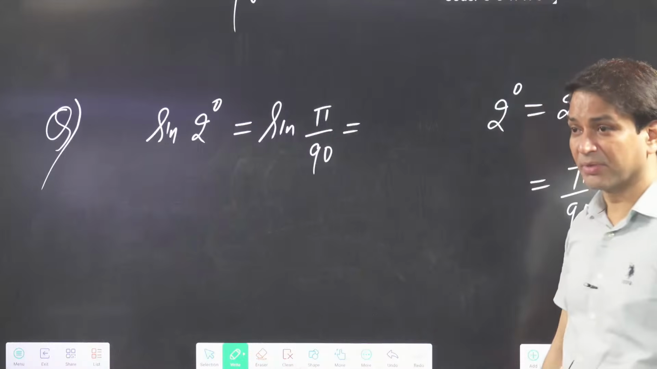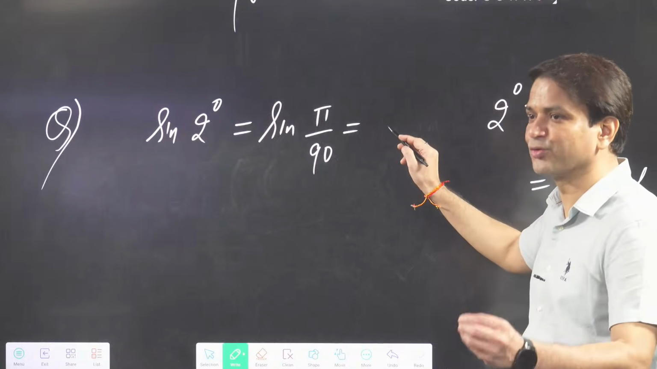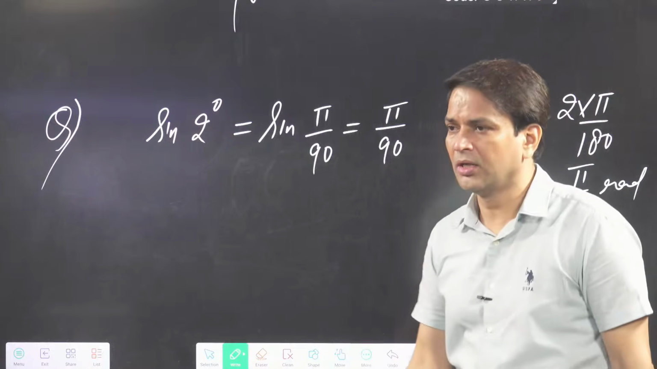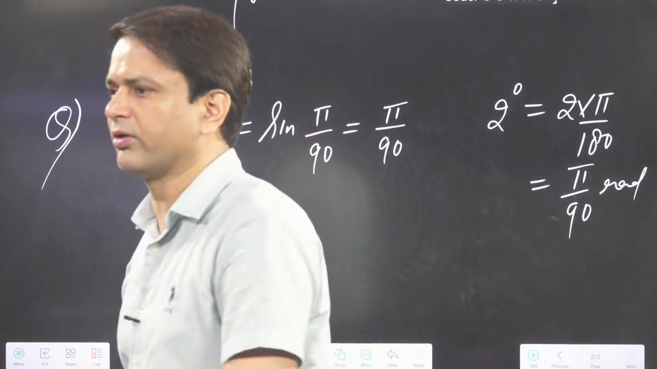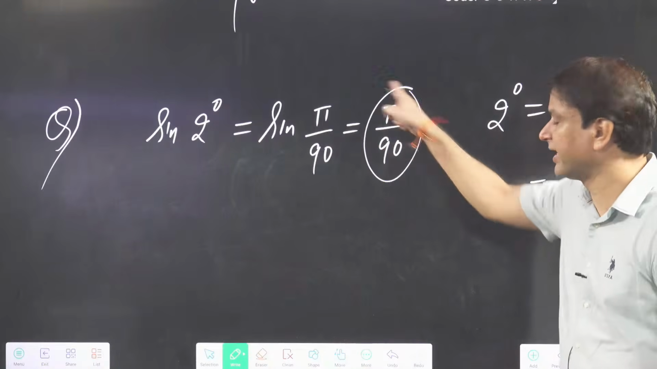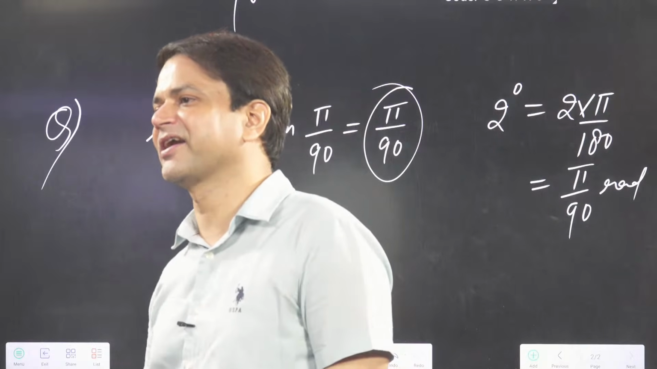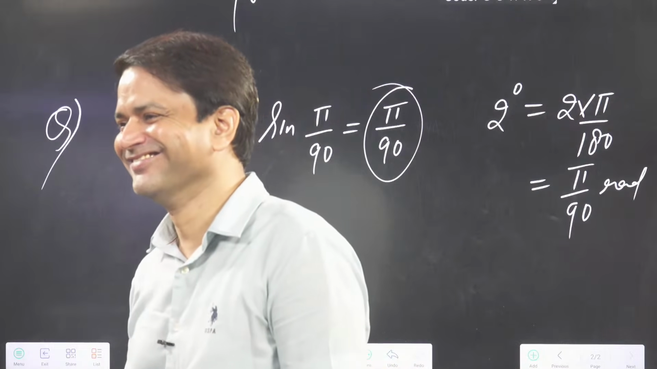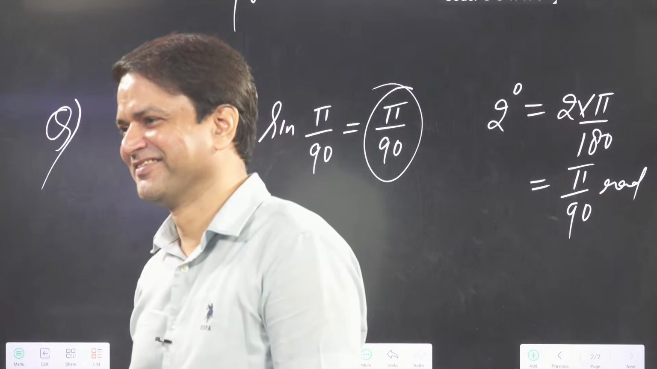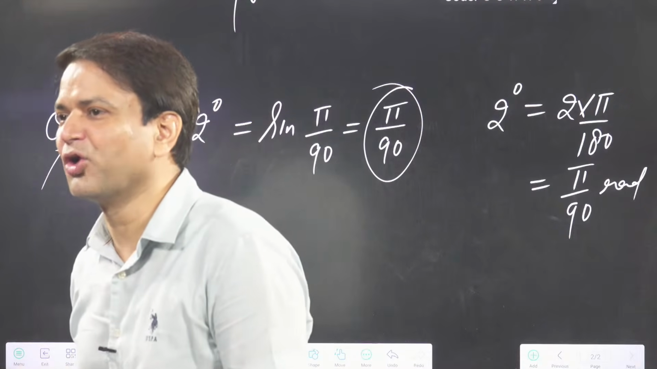Pi by 90, good. Now what confusion you may have. Suppose theta is small, then I can write sin theta is equal to theta, then the value will be pi by 90. Now is this pi by 90 radian or degree? That confusion you have. That is not the radian, not the degree.